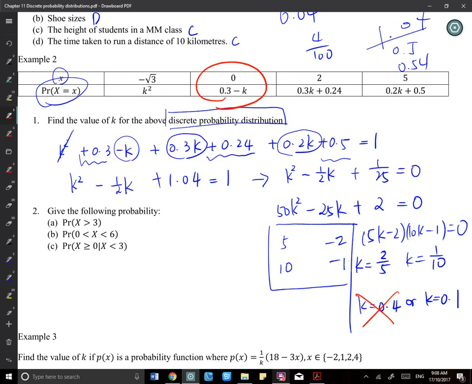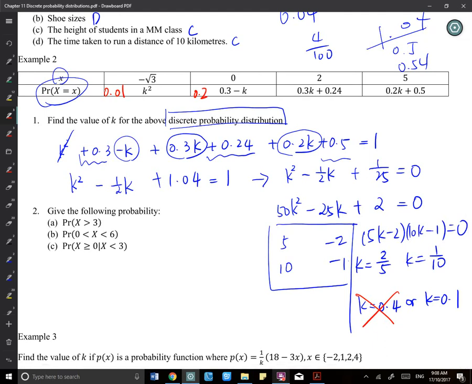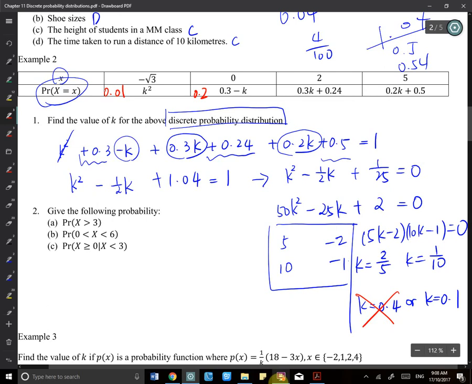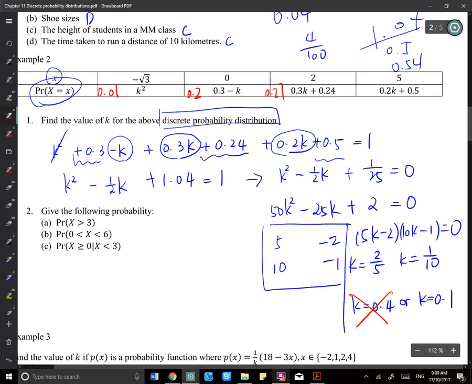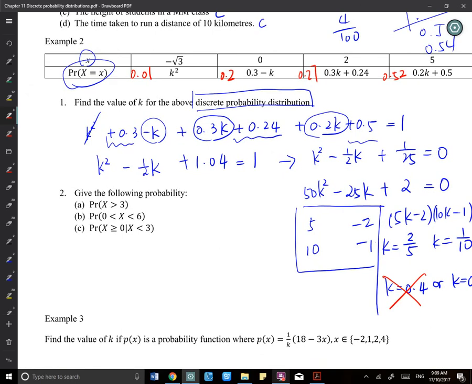Therefore, that's wrong. So after I have k equals 0.1, the values I have are 0.01, 0.2, 0.03, 0.27, 0.52. Okay, that's the probability. Let's have a look at the question below here.